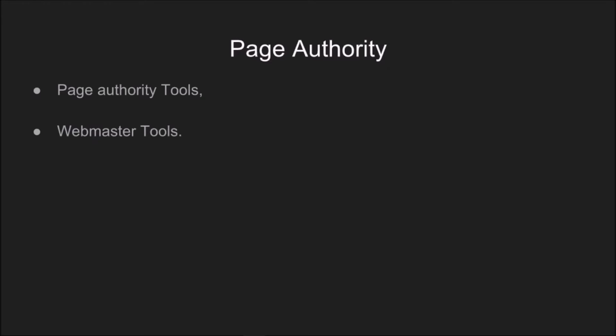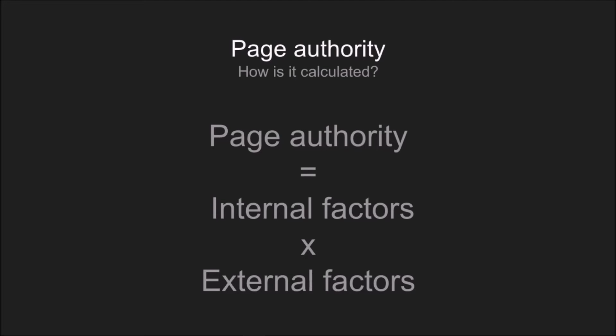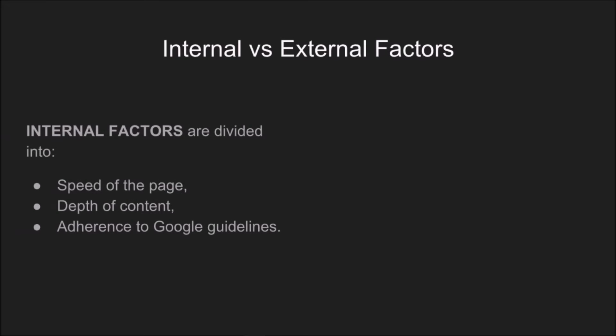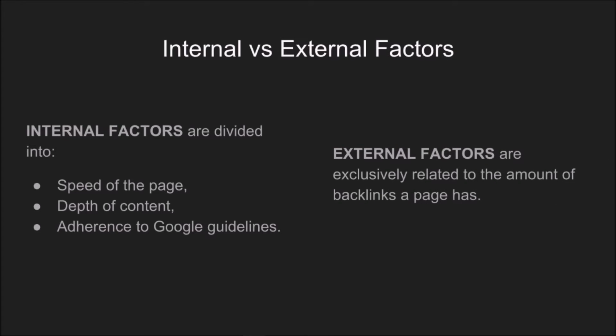To determine page authority, Google takes into account two kinds of variables, internal and external factors, and to calculate it, they multiply these two groups of factors. In the internal factors of a page, Google tries to appraise the quality of its contents. They are divided into speed of the page, depth of content, and adherence to Google guidelines. The external factors are exclusively related to the amount of backlinks a page has.